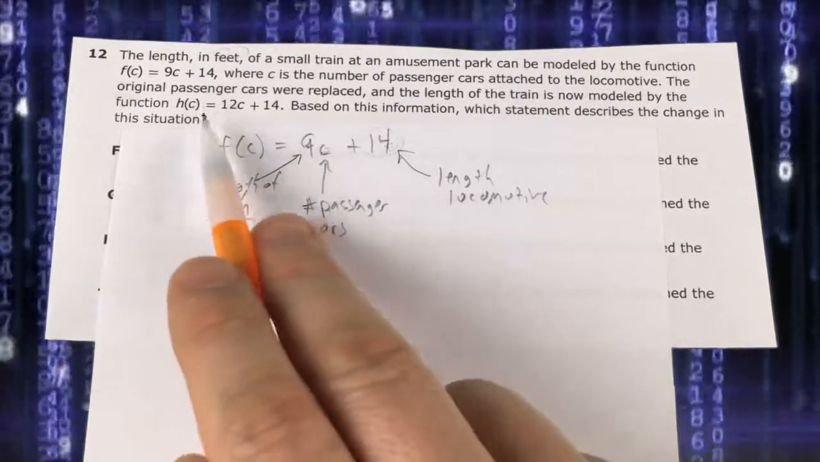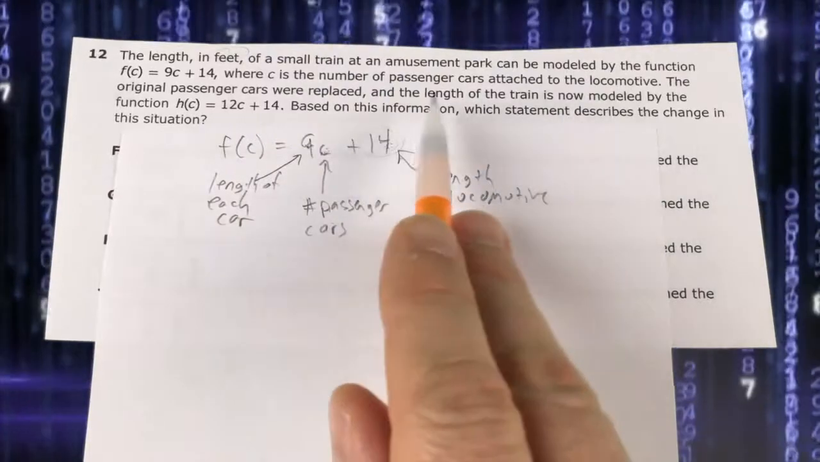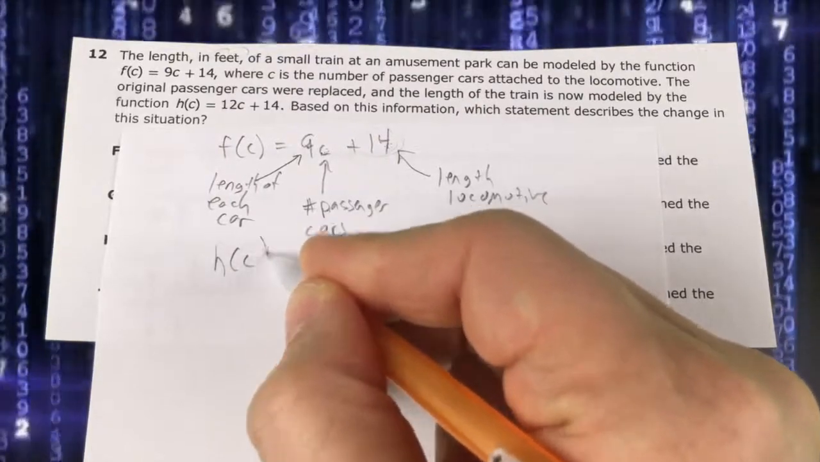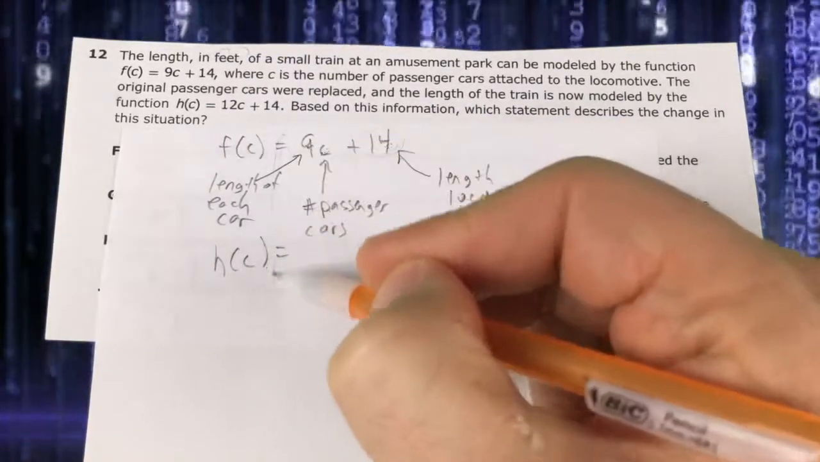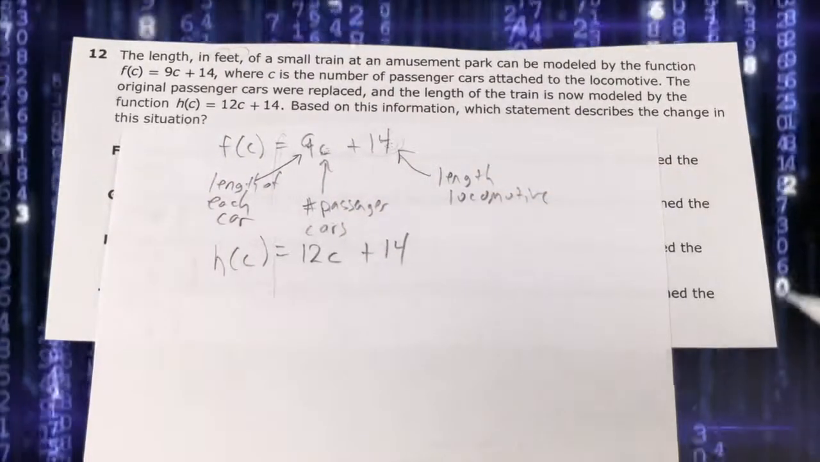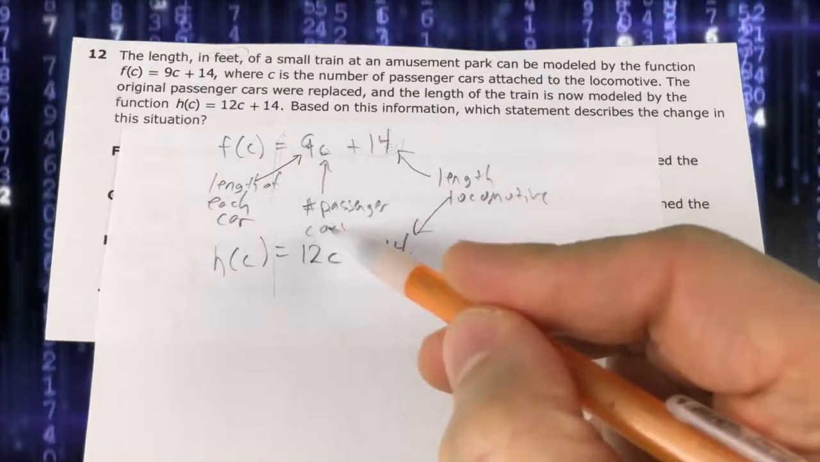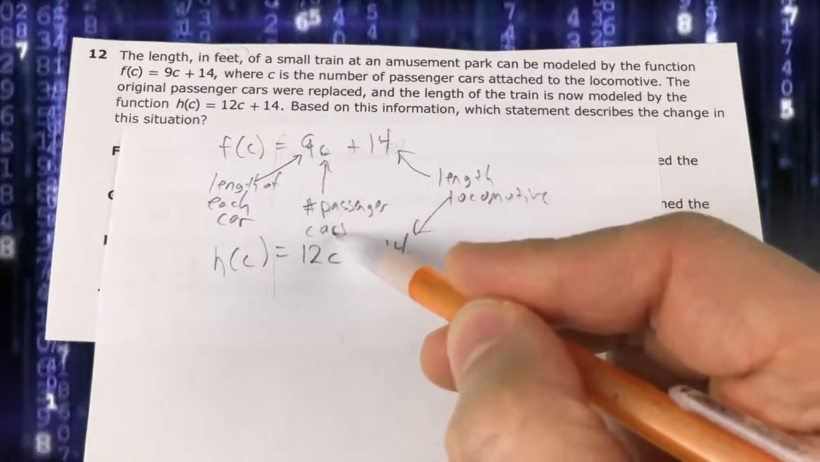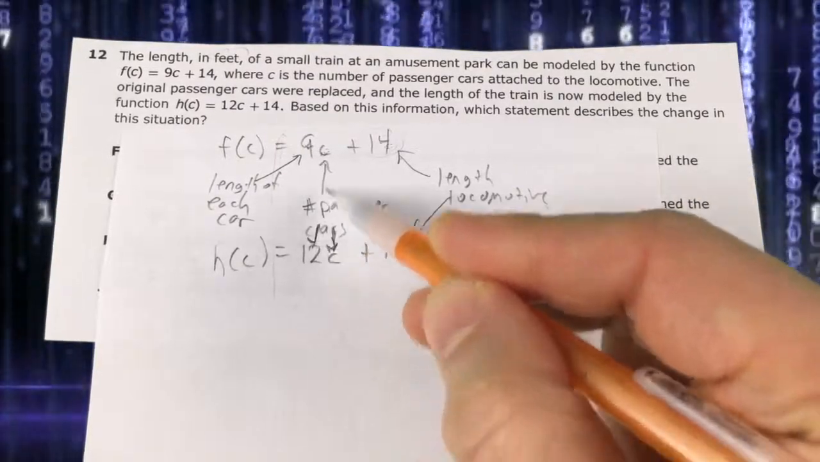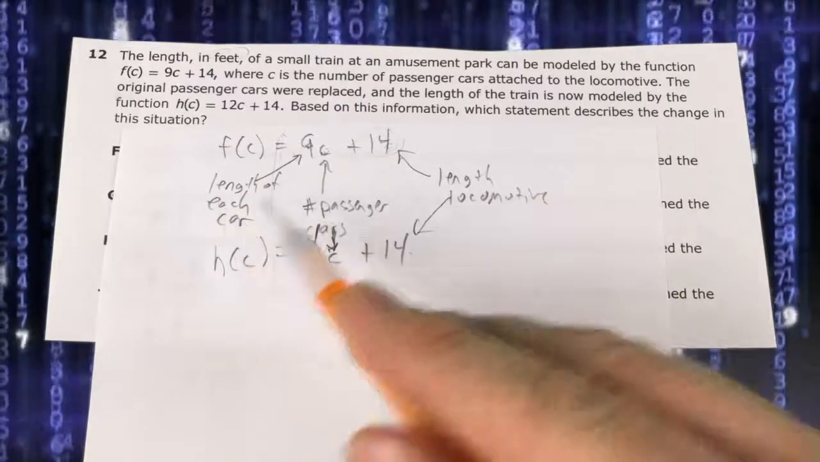Now what happened? It said the original passenger cars were replaced. Okay? We have a new equation now. The length of the train is now modeled by the function h of c equals, and I'm going to put a little wall here so that everything's lined up, 12c plus 14. So what's happened? The locomotive's still the same length, and here's the number of passenger cars still, but it looks like the passenger cars are longer. They were 9, now they're 12. Okay, now that we thoroughly understand everything, let's take a look at what's going on.